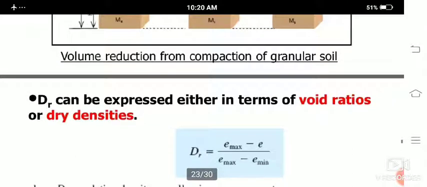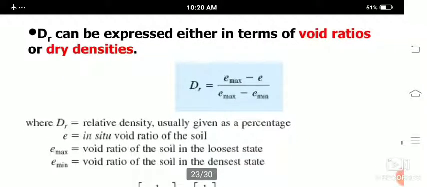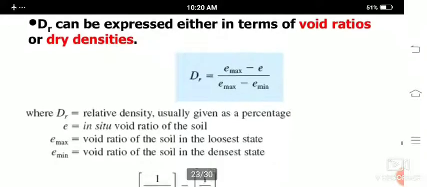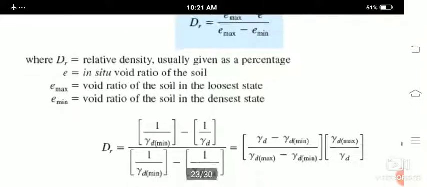Dr, that means relative density, is expressed in void ratio terms, that is Dr is equal to (e max minus e) divided by (e max minus e min). Here Dr is our relative density, which we usually express as a percentage, and e is the void ratio, as we studied from the first. e max is the void ratio at the loosest state, and e min is the void ratio at the densest state, which we are considering.